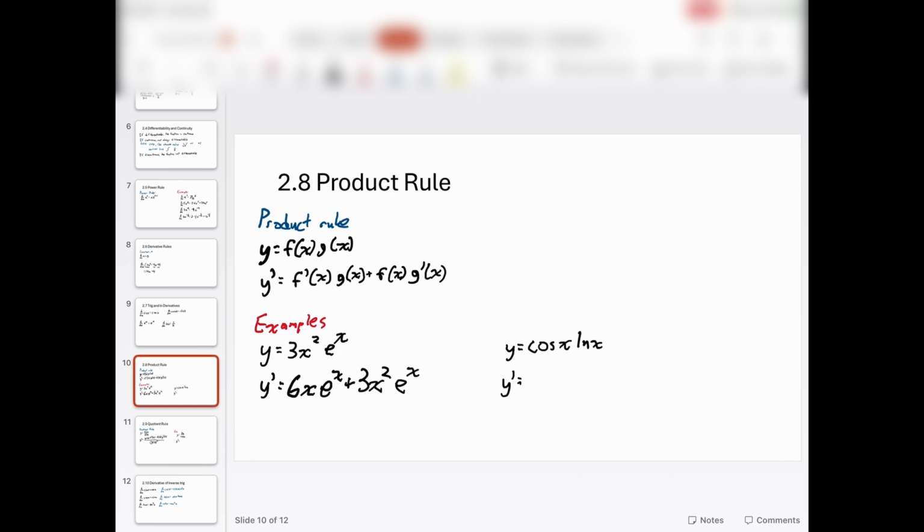Now looking at this example over here, the derivative of cosine is negative sine. And you leave the second part, so you leave ln. And you leave the cosine be, so it'd be cosine x times the derivative of ln x, which is 1 over x.